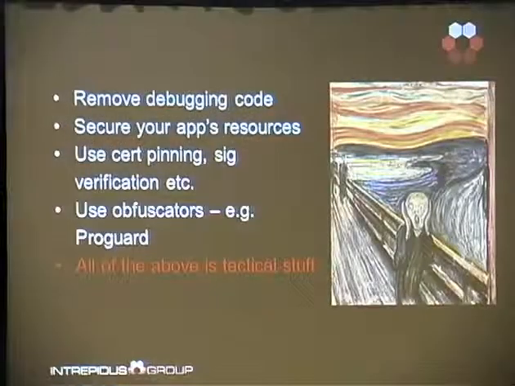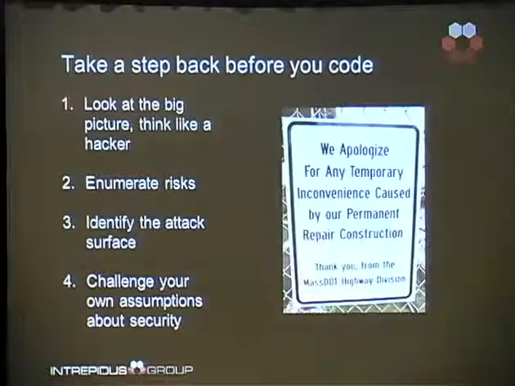All right, so here are some technical suggestions. Remove debugging code, secure your app's resources, meaning make sure that your file permissions are set properly. You can use certificate pinning, definitely use obfuscators, make sure that you use ProGuard, it's free. Android lets you use that for everything that you write. It also strips unused code, which is a good idea anyway.